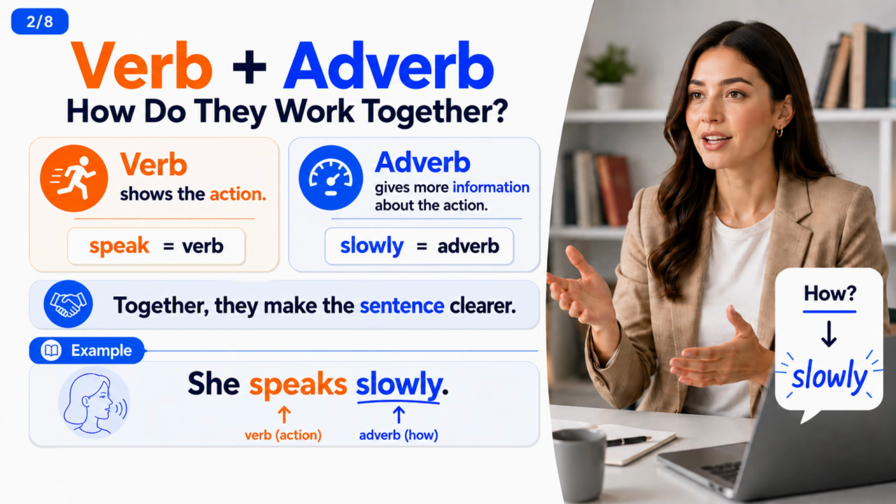A verb is an action. For example, speak, run, walk, listen. An adverb gives more information about that action. In the sentence, "she speaks slowly," "speaks" is the verb, and "slowly" is the adverb.